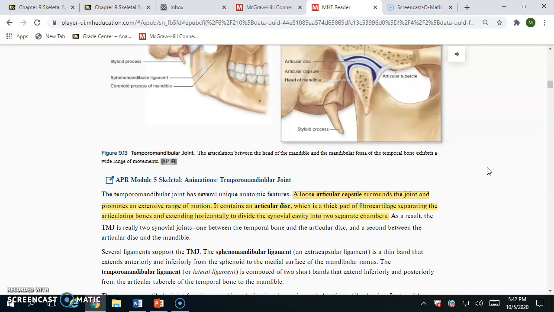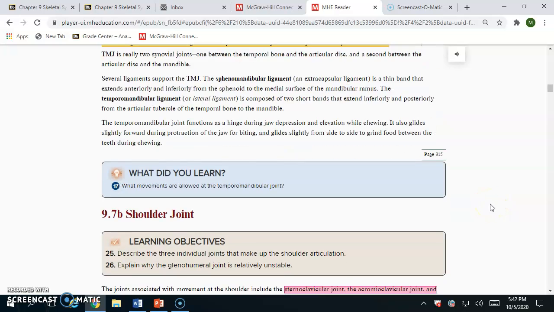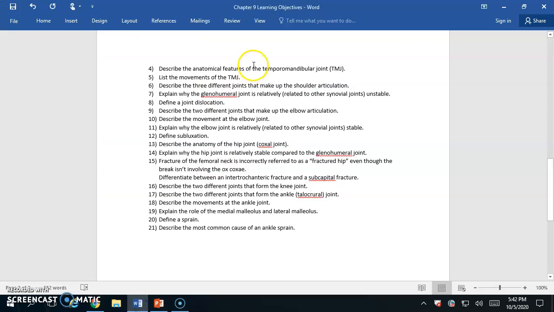All right, you're not required to know the specific ligaments that make up the joint, so we're not going to talk about those. That was our anatomical features of the TMJ, and then the movements of the TMJ.